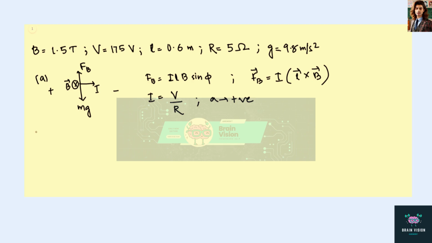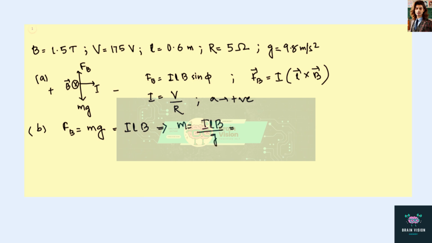Now for part B, we will use the equations that we wrote over here, including the equilibrium condition where Fb is equal to mg, and this is equal to I times L times B, because phi is 90 degrees, because current and magnetic field are perpendicular, so sine phi is 1 here. And from there we can find the mass to be equal to I times L times B over g.